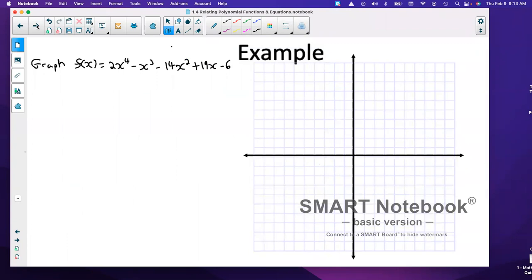Okay, so we'll do another graph that takes a little more factoring to do. So we have 2x to the power 4 minus x cubed minus 14x squared plus 19x minus 6. Now this is a degree 4, so we can expect up to 4 x-intercepts.